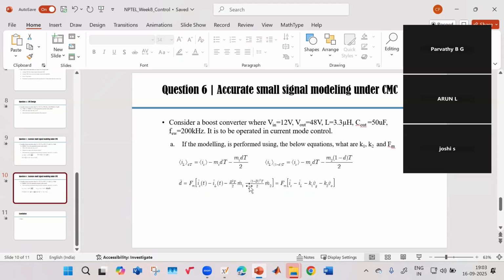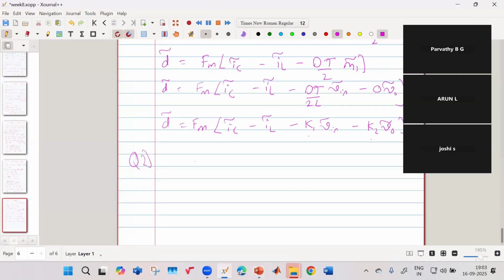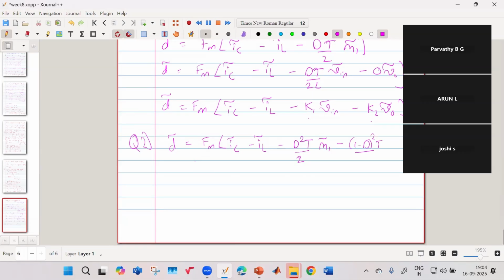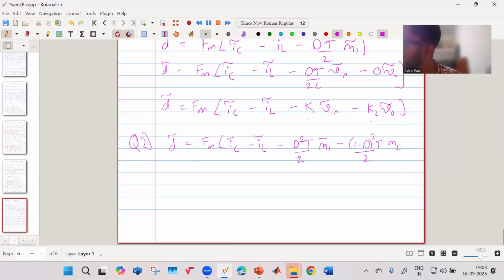And since you are working with a boost converter, you must know what your M1 perturb is, and you must know what your M2 perturb is, right? So let us do it here. This is your question 2. They have told your D perturb is given by Fm, Ic perturb minus Il perturb minus D squared T upon 2 into M1 perturb minus 1 minus D squared T upon 2 into M2 perturb. So, as we discussed extensively, what will be your M2 perturb?